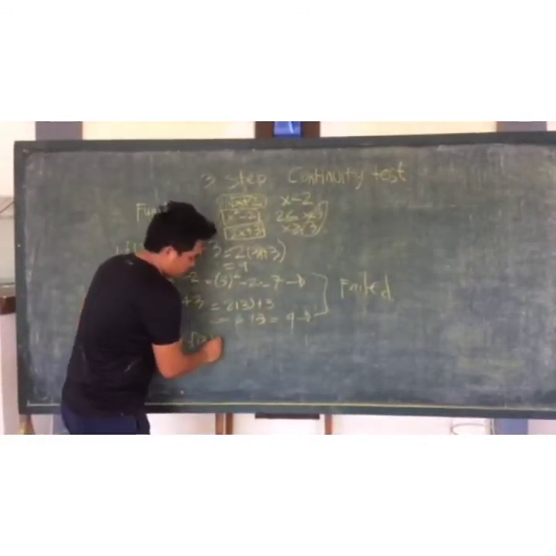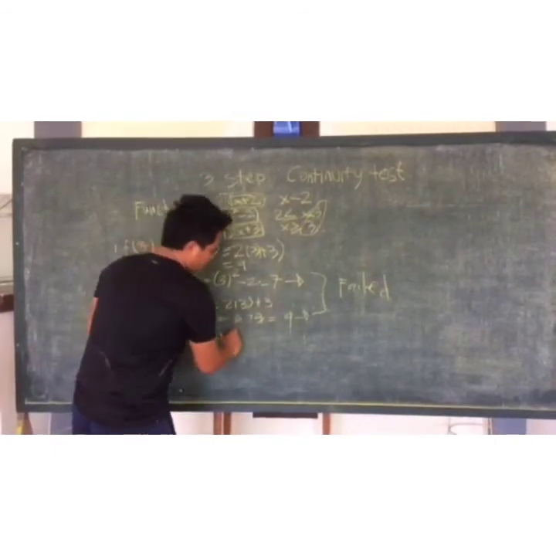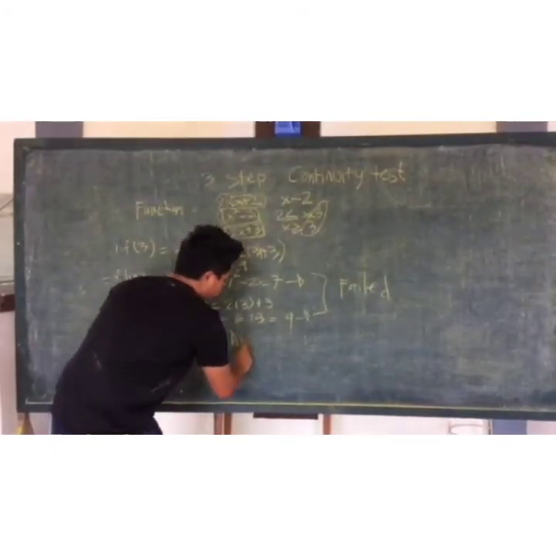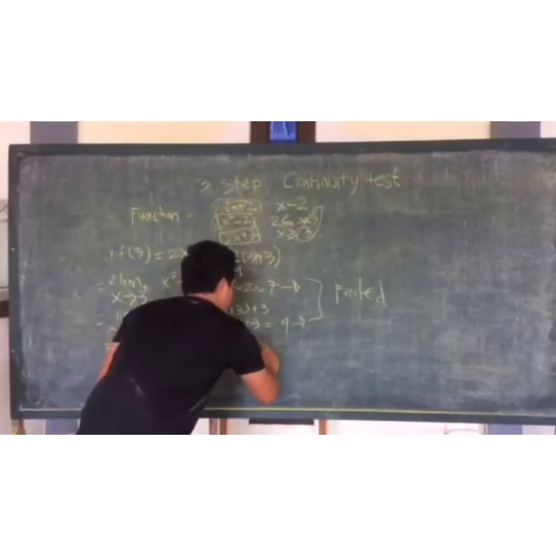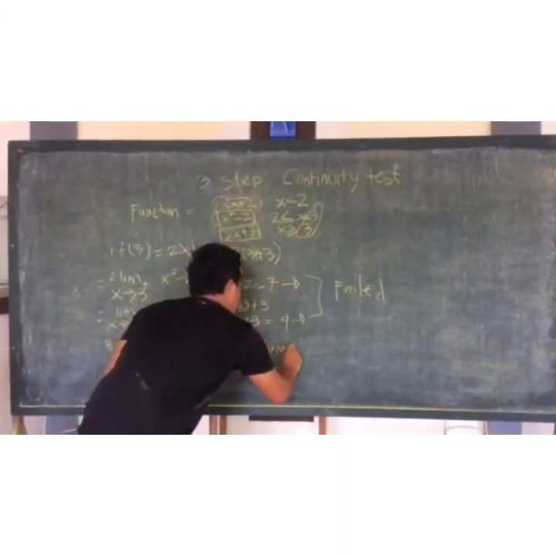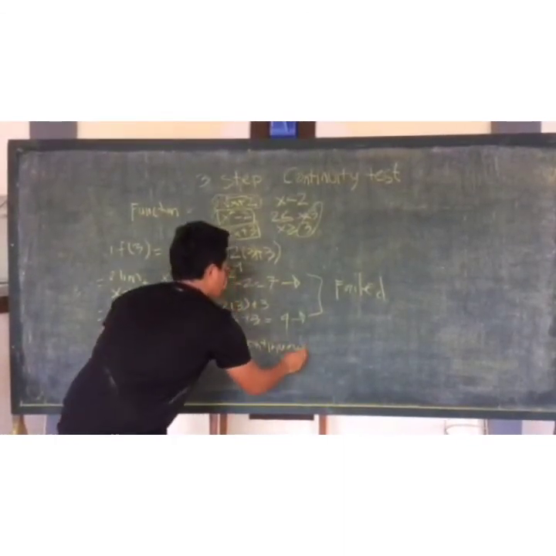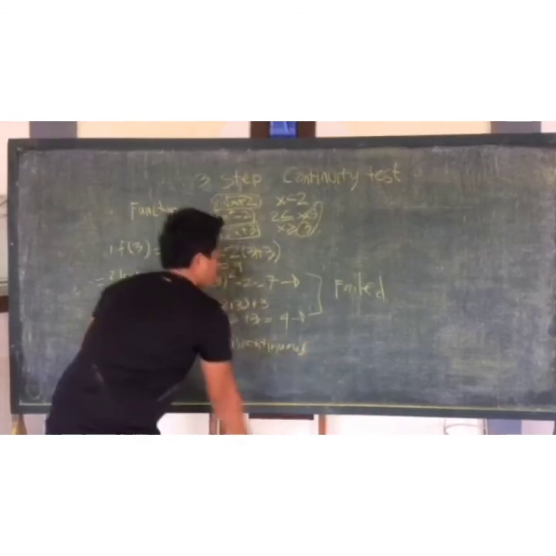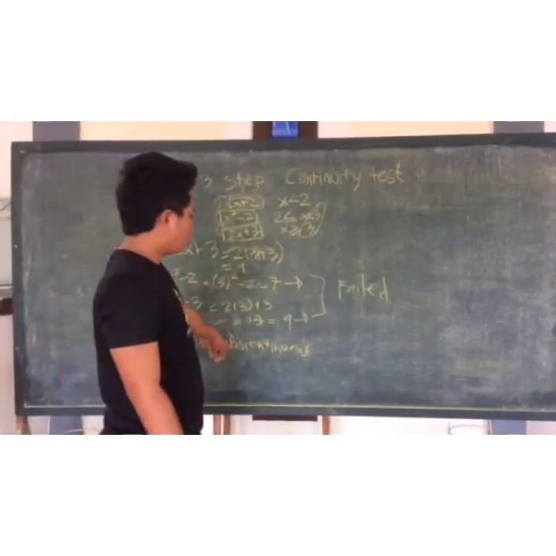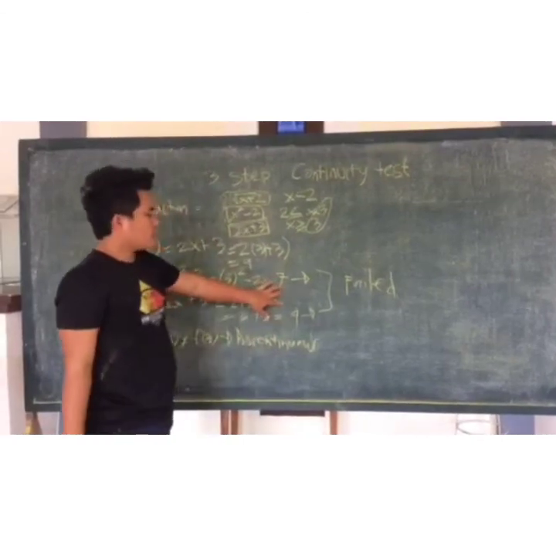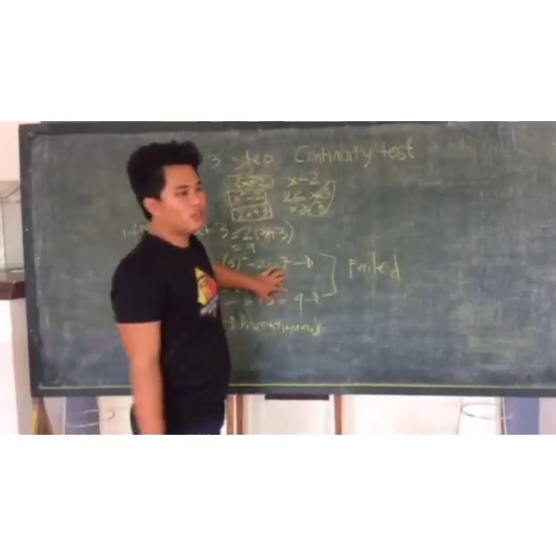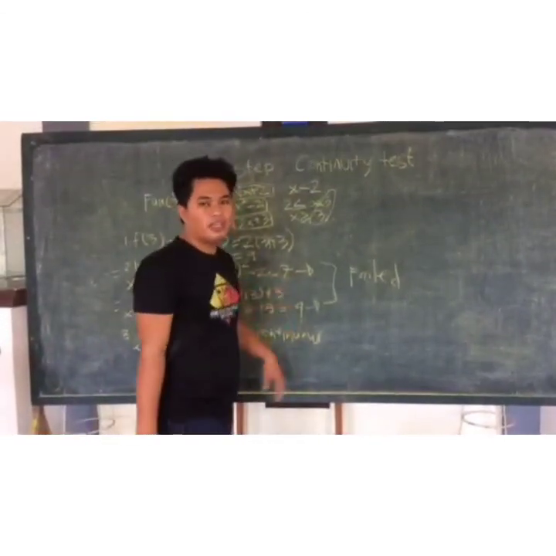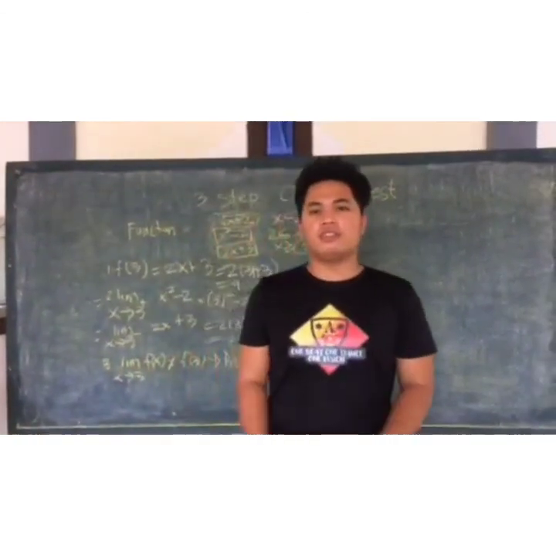So this function is discontinuous, and the graph of this will be called a jump. And that will be all for continuity.